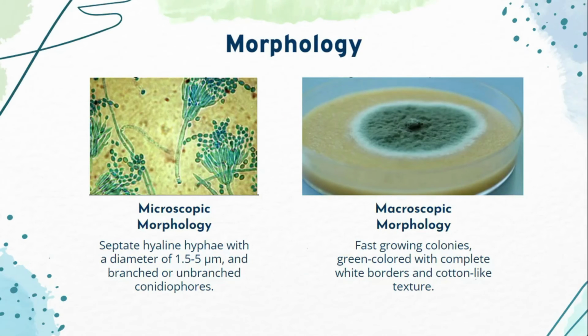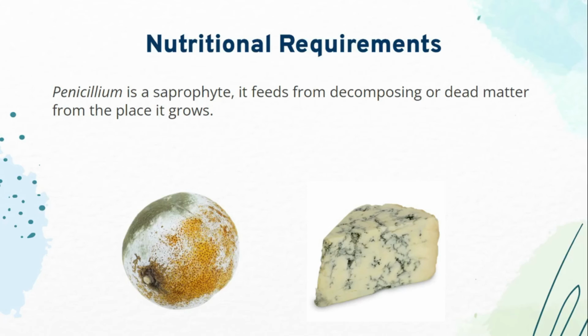In the microscopic morphology of Penicillium, septate hyaline hyphae with a diameter of 1.5 to 5 micrometers can be seen, with branched or unbranched conidiophores. The first cell of the conidiophores is called the stipe, and the secondary branches are known as metulae, which end up in flask-shaped phialides. For the macroscopic morphology of Penicillium, we know that it is a fast-growing colony with green color but white complete borders and cotton-like texture. Penicillium is a saprophyte microorganism.